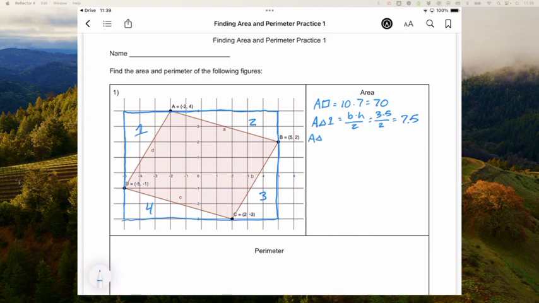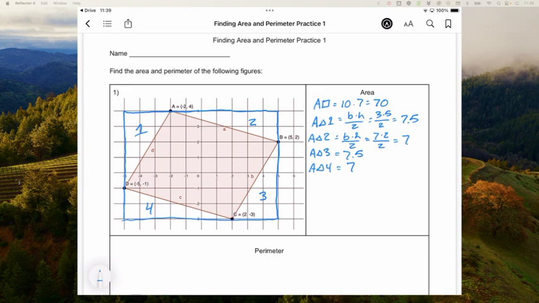Area of triangle 2. Base times height over 2. 1, 2, 3, 4, 5, 6, 7 by 2. So 14 over 2 is going to be 7. Area of triangle 3 is going to be the same as triangle 1. Area of triangle 4 is going to be the same as triangle 2.